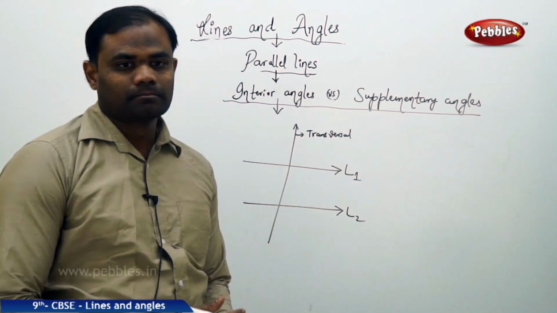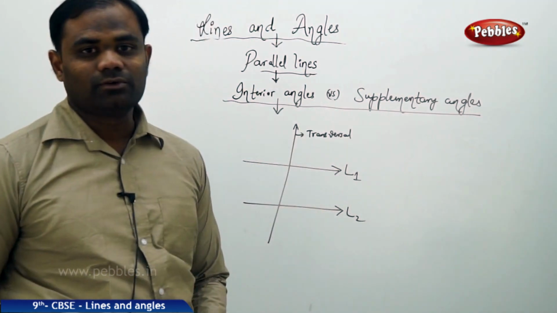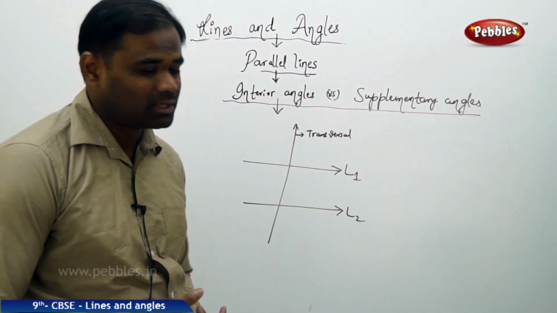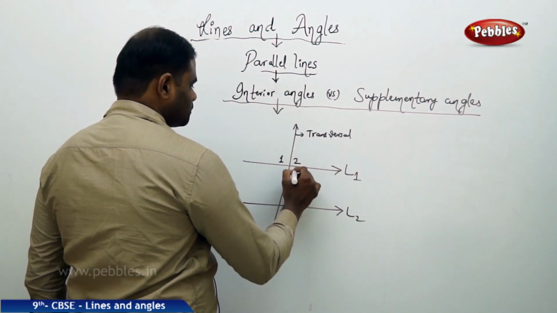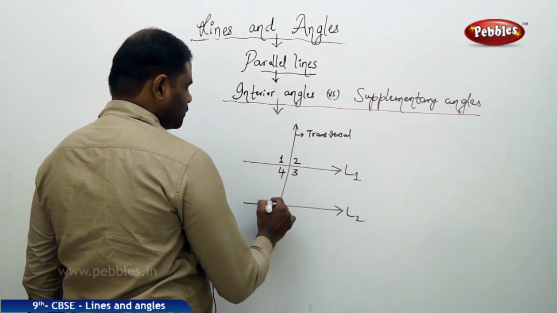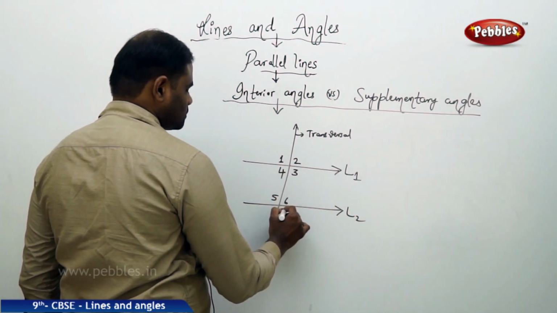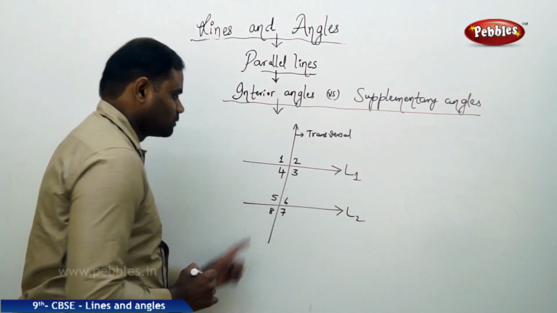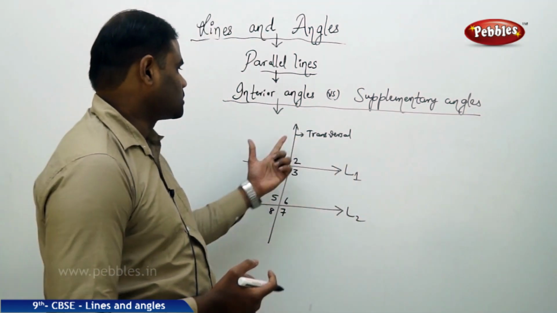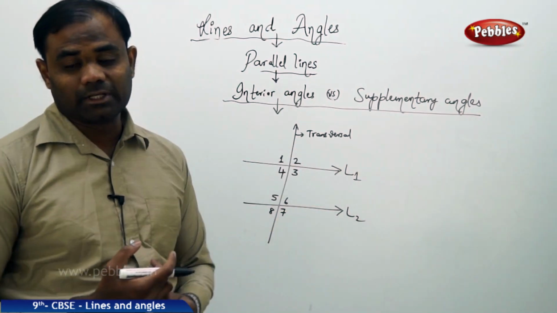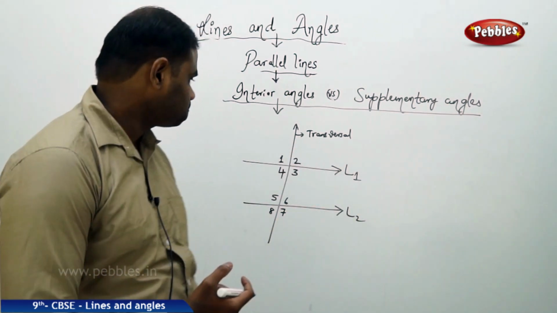out here. Now with this transversal, we know that there are 8 angles formed, with 4 angles formed with L1 and 4 angles formed with L2, is how we connect the 8 angles which the transversal forms with L1 and L2.